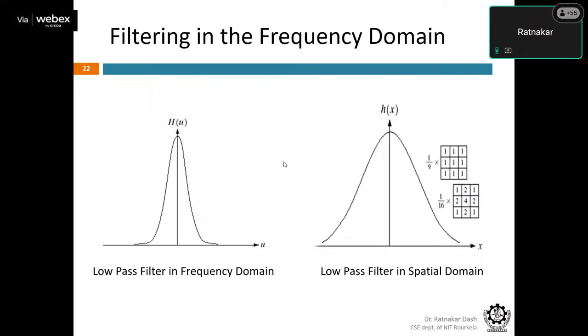So here you can see the diagram shows the frequency response of a particular filter, that is a low pass filter in the frequency domain. It looks like a Gaussian filter, a Gaussian shape, where you can see that after a certain band from the left and right, the frequency response reduces to 0. That depends on what kind of filtering you use in the spatial domain.